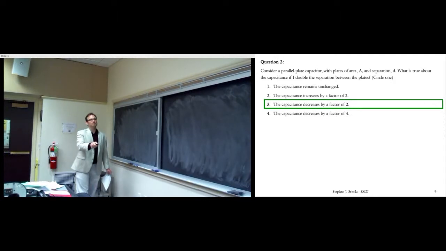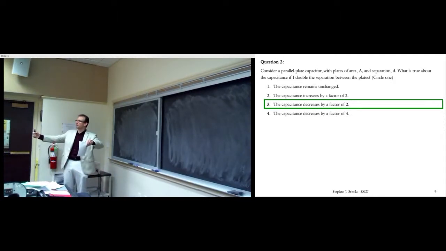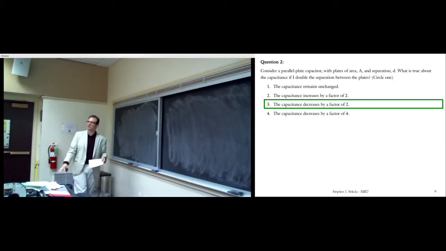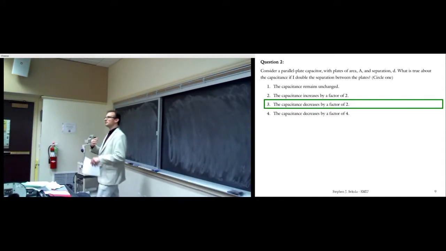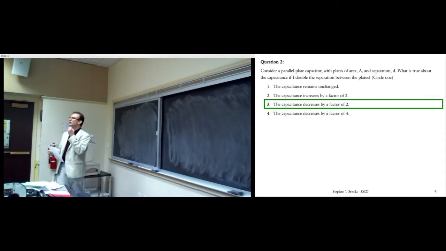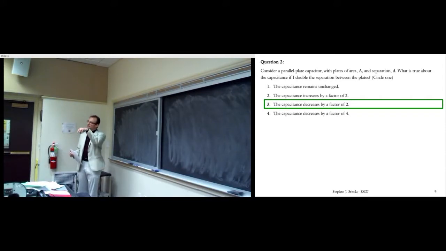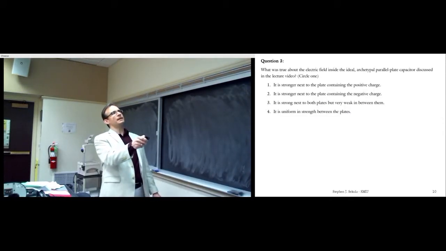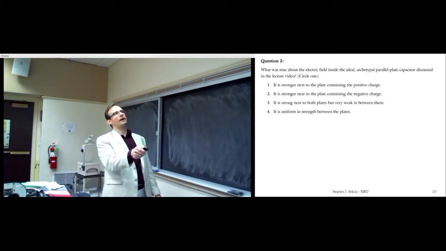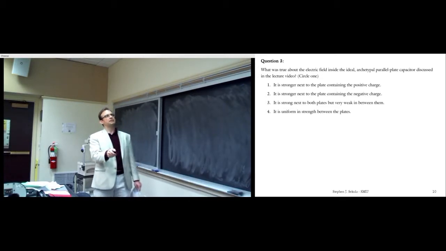Okay, capacitance decreases. If you increase the separation between the plates of a capacitor, however you do that, you cut the capacitance down. So that's one way to control capacitance. Capacitance is a property that can be tuned via geometry, and not only that, but also the materials inside the space between the plates, and we'll explore that a little bit.